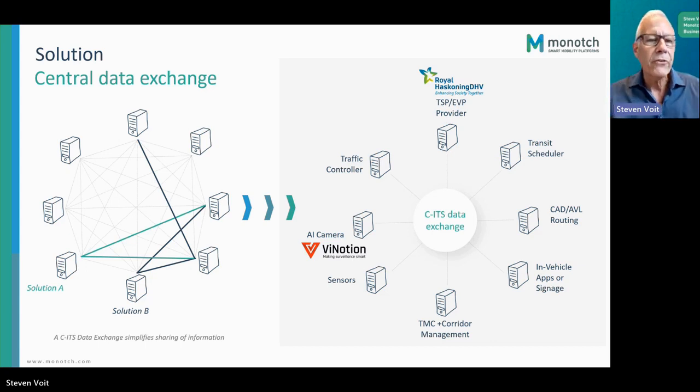You'll see our partners here, vNotion and Royal Haskoning. With vNotion as part of this system, their ground truth can not only be accessed and used by prioritization, but could also be accessed and used by other important applications. Same for Royal Haskoning. There's no reason why corridor management cannot access and benefit from transit schedule information, for example.